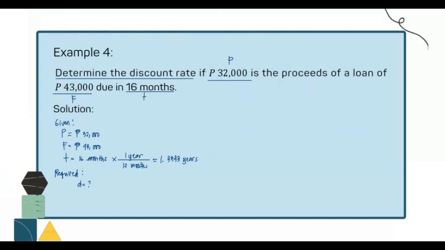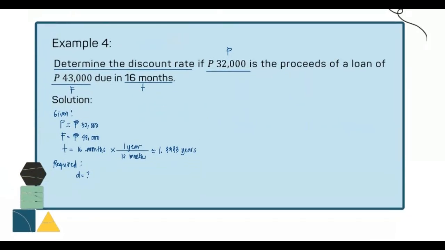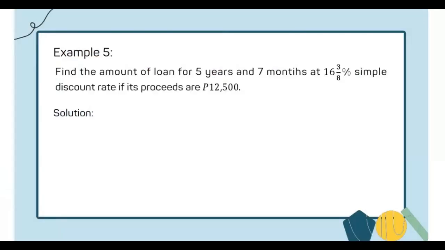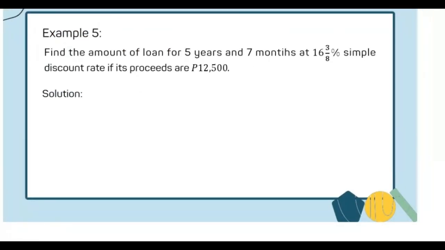Okay? And then for the last example that I did not finish during the previous recording because nag-stop na ang recording at that moment. Yung problem is ganito. Let me restate the problem. So yung problem is, for example, 5, find the amount of loan for 5 years and 7 months at 16 and 3/8% simple discount rate if its proceeds are 12,500.